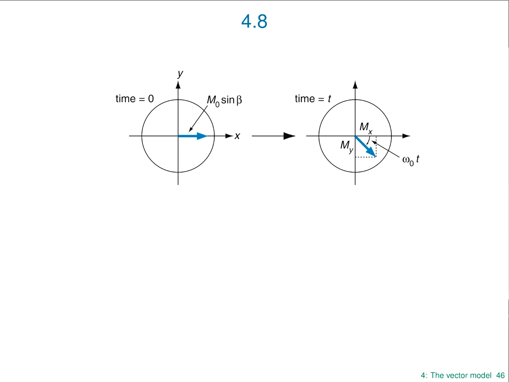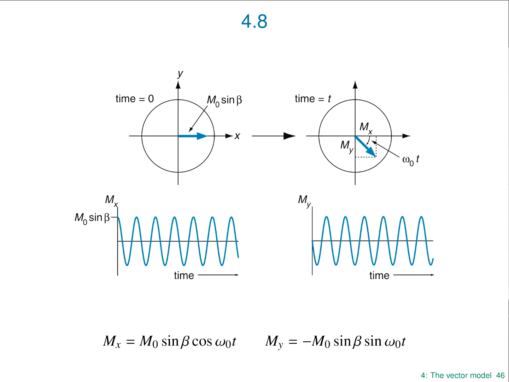And you can easily work out, therefore, that along the x-axis, you will get an oscillating signal which will go as cos omega naught t, and along the y-axis, you'll get an oscillating signal that goes as sine omega naught t. And this is the free induction signal. This is the thing that you observe in a pulse NMR experiment.